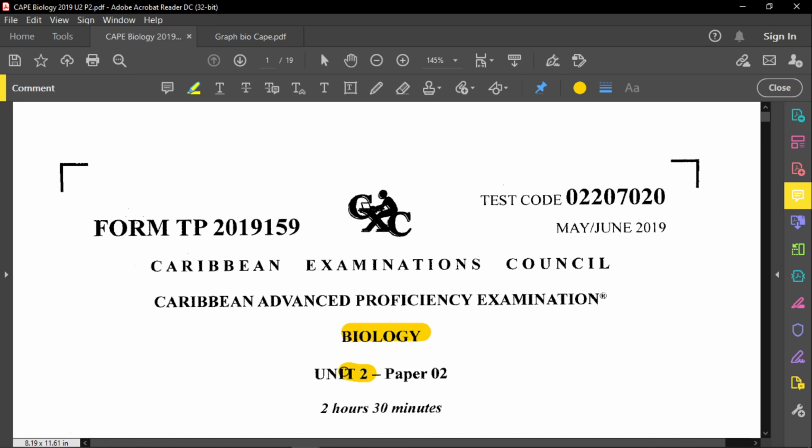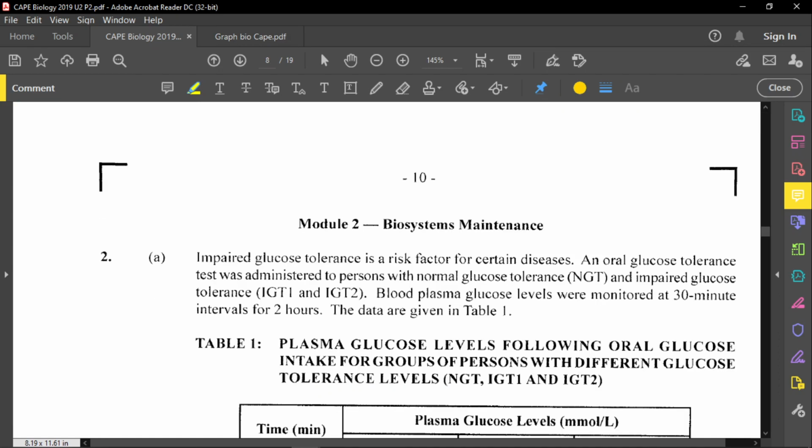Today we are continuing with Unit 2, Paper 2 from the year 2019. For this review, we are going to review question number 2. We have already reviewed question number 1. Question number 2 is from Module 2, which is about biosystems maintenance, which is dealing with homeostatic properties.